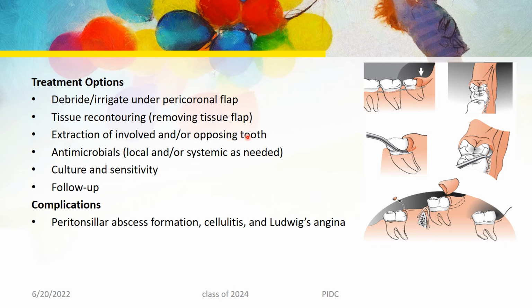You can also go in for antimicrobials, either local or systemic, since there is an abscess. Based on culture and sensitivity, a follow-up is required. Sometimes a distal molar surgery could be carried out, where if there is tissue present along with the pocket depth, you can go in for excision of this entire tissue, which is removed and thrown out, and this area is made self-cleansable for the patient. There could be complications if this pericoronal abscess is not resolved, such as peritonsillar abscess, cellulitis and Ludwig's angina.